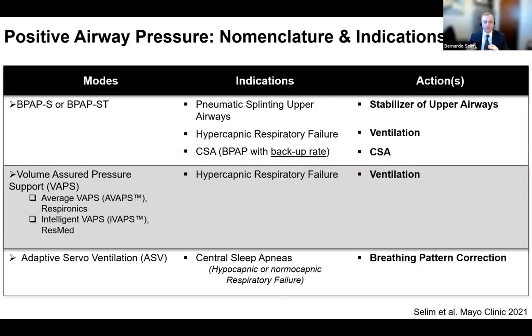Here in this table I try to merge the idea of the mode and the indication, and you can replace that word indication with pathophysiology and the actions of these devices. By understanding the pathophysiology that you're about to treat, you can choose the mode that best fits that pathophysiology. So on the first part, we have the BiPAP S and ST. The EPAP element will help you to pneumatically splint the upper airway. The IPAP with the pressure support will help you with the ventilation if ventilation support is what you need.